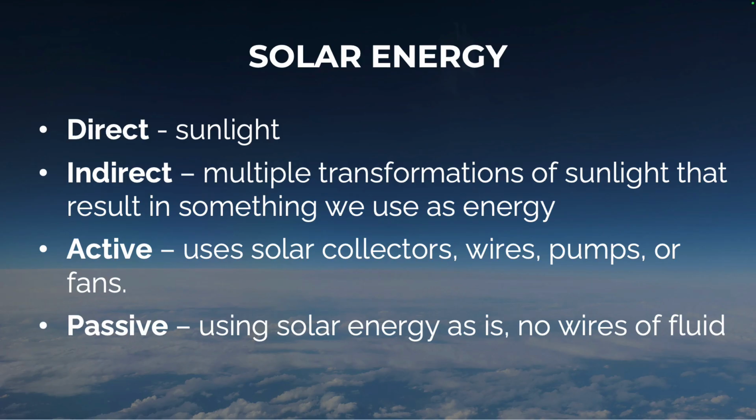Indirect solar energy is when there are multiple transformations of sunlight that result in something we can use as energy. For example, we can use the energy from burning biomass or plants. But that usable energy started as solar radiation, and the plant transformed it through photosynthesis. Other examples of indirect solar energy are wind and hydropower.